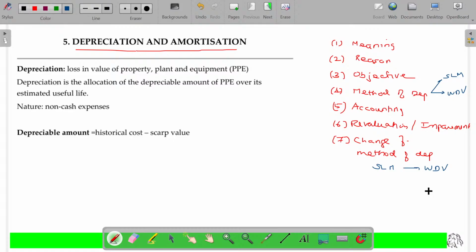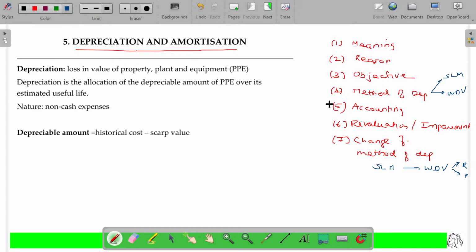The life of the assets may be 10 years. For 3 to 4 years, I might have depreciated using the SLM method. 3 years later, from 4th year onwards, I may change from the SLM to WDV method. That also is applicable. This changing of the method may be retrospective or prospective. 2 ways are there. We'll study that later on.